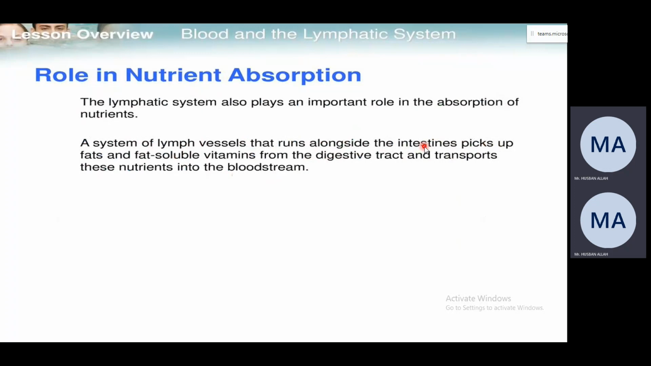So that means the lymphatic system has a role in nutrient absorption and nutrient circulation. It will absorb nutrients from the small intestine and give them to the blood vessels. The blood vessels will then circulate them in the entire body.